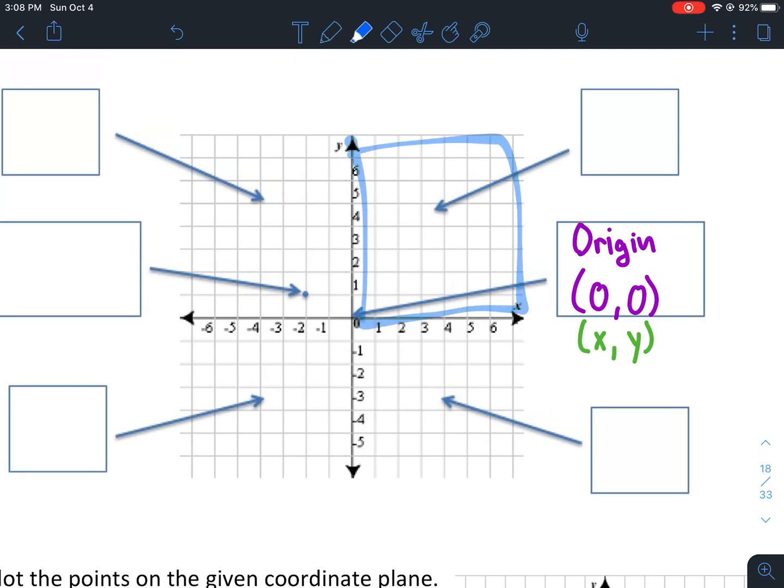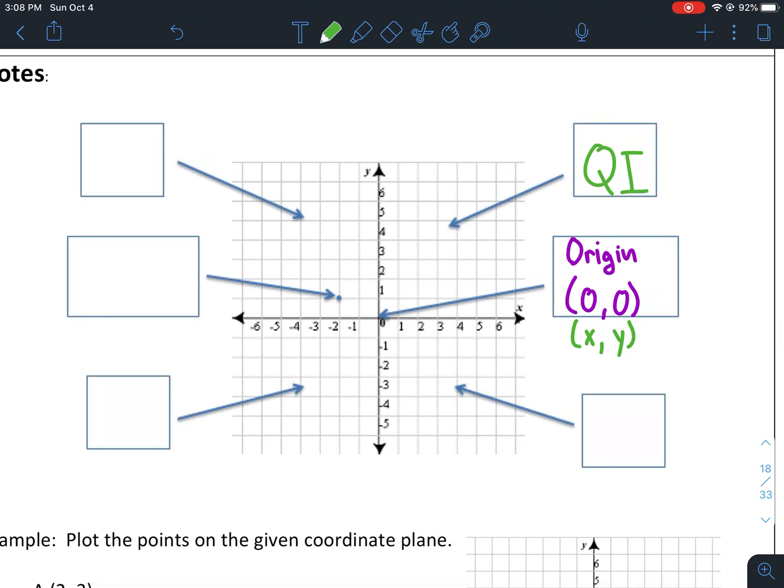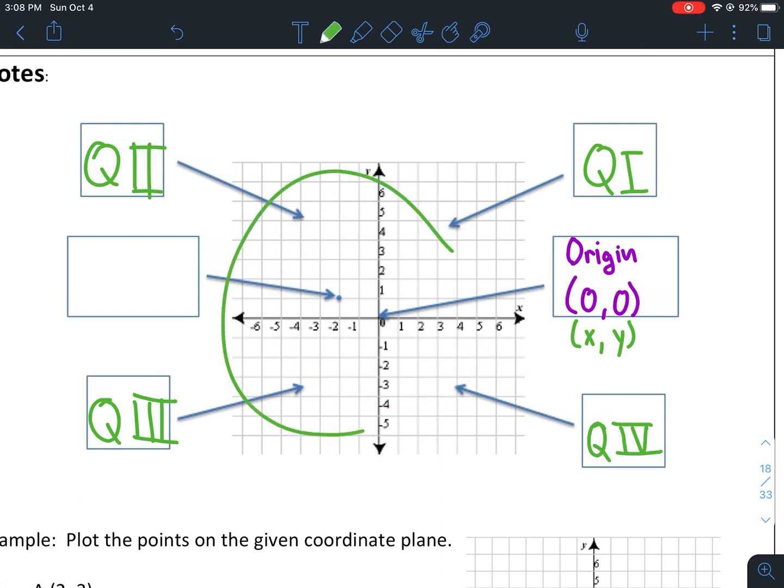The points in the top right region would be points that are in the first quadrant. Points in the top left region would be in quadrant 2. Points in the bottom left region would go in quadrant 3. And then points in the bottom right region would go in quadrant 4. Alright, so again, notice how this is going counterclockwise, starting at quadrant 1, going counterclockwise.